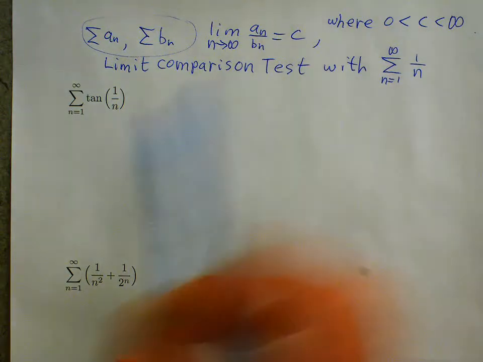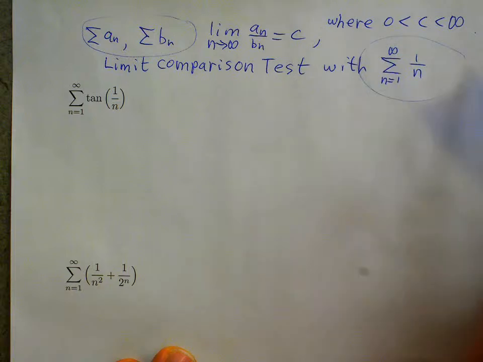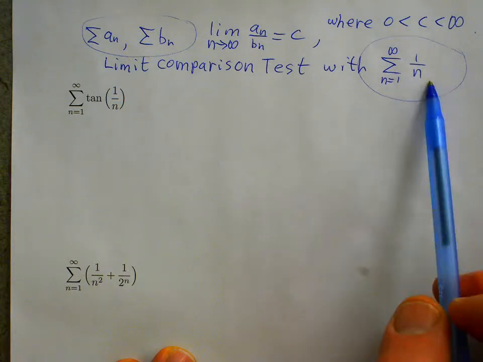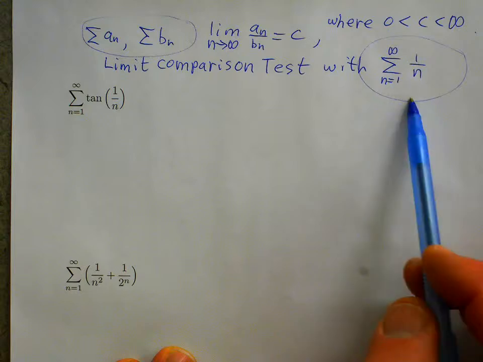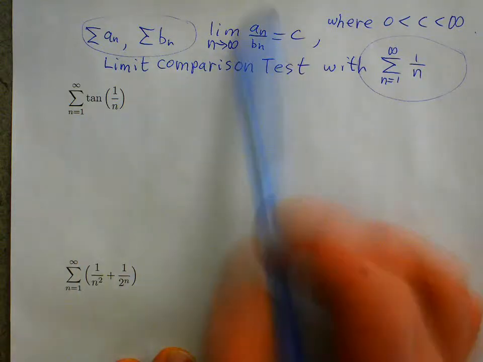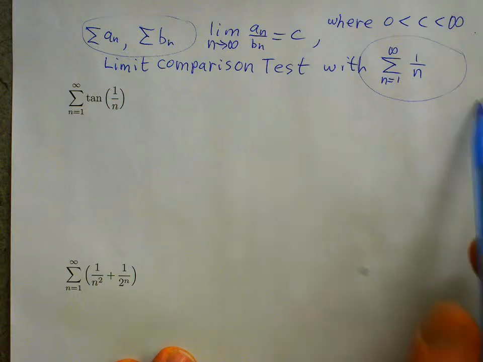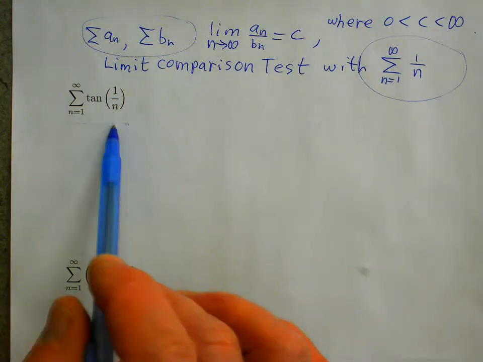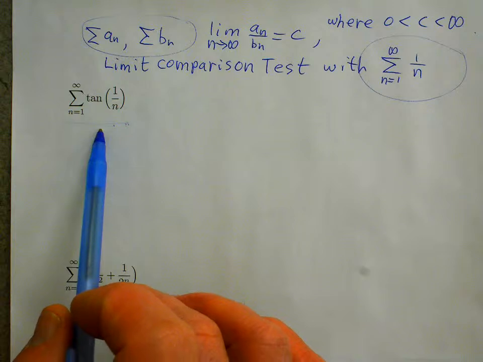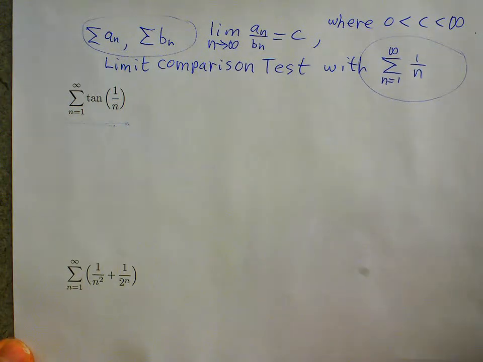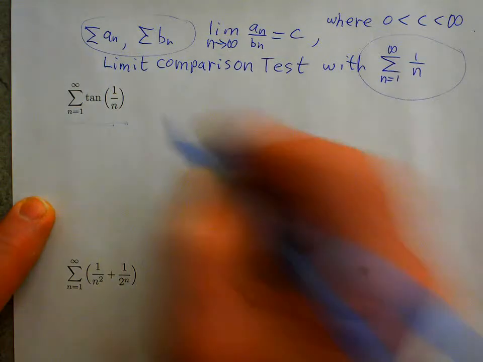So I'm going to compare it with this infinite series. The terms are 1 over n. We know that this one diverges. So if we take the limit of the ratio and get a finite positive number, then that will tell us that this one also diverges.